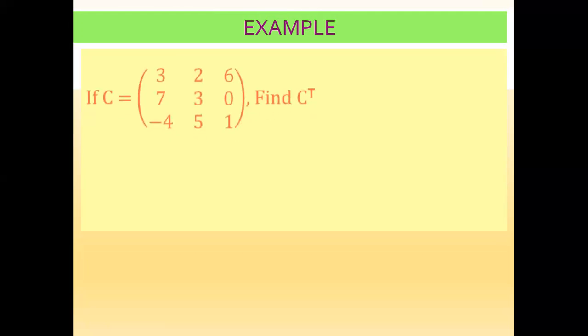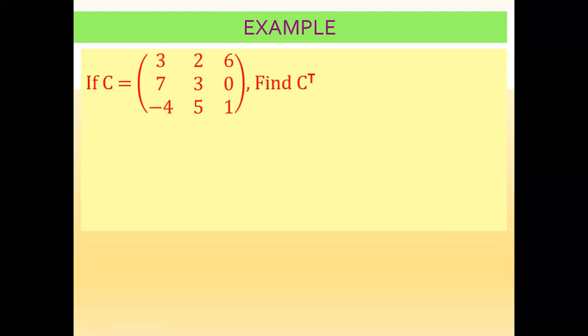We're looking at one example of the subtopic that we just discussed. So let's look at this. You have a matrix C here. Yeah, you have C with the elements 3, 2, 6, 7, 3, 0, minus 4, 5, 1. So you have a matrix C. When you see C with a T on top of it, we are trying to say C transpose. So we want to find the transpose of the matrix C.